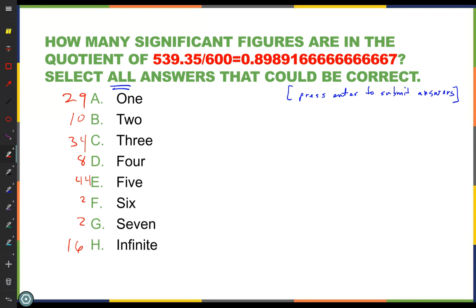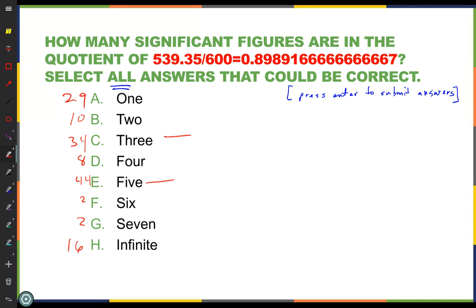So since I was wrong and 5 was the answer that had the most, what's a good reason for 5 to be the correct answer? 600 is the exact number. Okay, if 600 is an exact number, therefore, 539.35 would be the limiting factor. Okay, there's a great answer right there. If 600 is exact, it's an infinite number of digits, but the 539.35 has 5 digits. So then it makes sense 5 would be a correct answer. So these two are definitely very defendable.